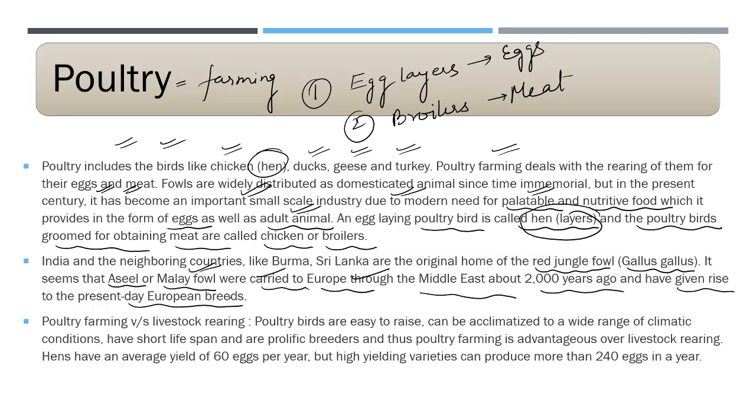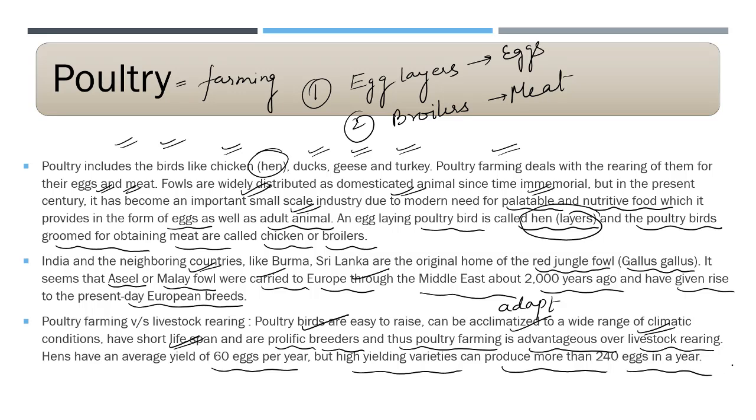Poultry farming versus livestock farming. Which is best? Poultry birds are easy to raise, can be acclimatized, and adapt better to a wide range of climatic conditions. They have a short lifespan and are prolific breeders, and thus poultry farming is advantageous over livestock rearing. An average yield is 60 eggs per year, but high yield varieties can produce more than 240 eggs in a year.